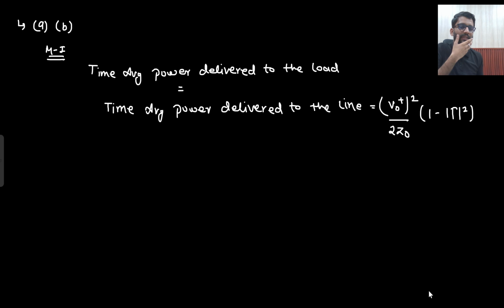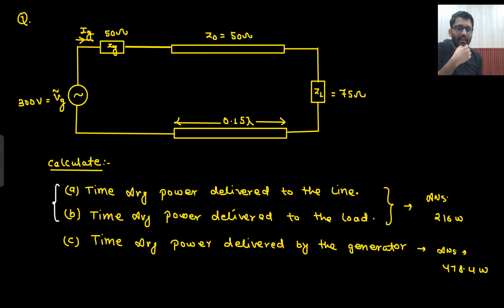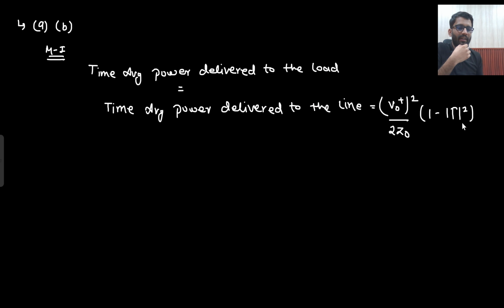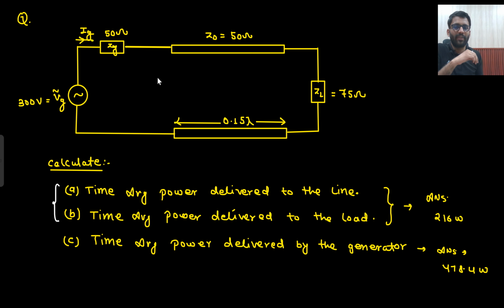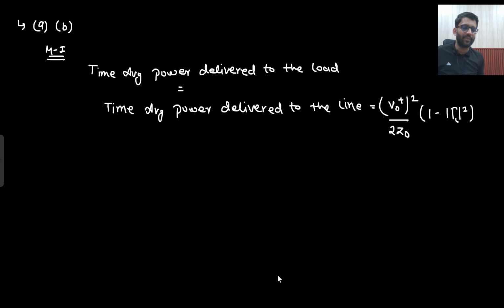Now, how will you find V naught plus? Do you have the value of Z naught? Yes, I have it. Gamma value I can find? Yes, I can find it. And how can I find the value of V naught plus? In the last lecture we studied how to find V naught plus. When V naught plus is generated, it sees only Z naught impedance, because at that time there is no reflection. So you replace your transmission line with Z naught.